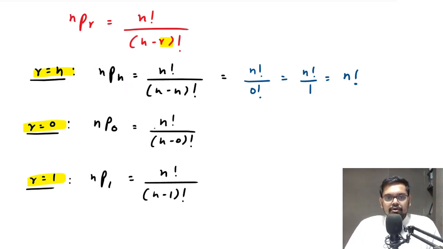Then nP0 would be n factorial by n minus 0 factorial, which is n factorial by n factorial, which is equal to obviously 1, right? Now comes what if I substitute r is 1?